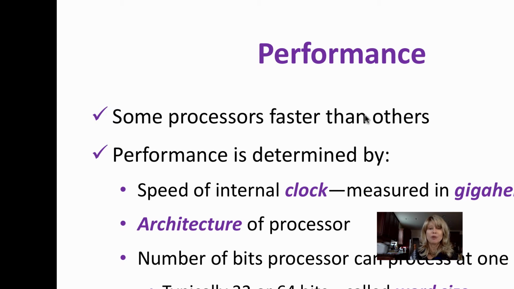All right, performance, some are faster. The speed of the internal clock is measured in gigahertz. The architecture of the processor, that is the design of the CPU. Typically, it's the number of bits that one can process at one time. And they're calling it word size. So a word is anywhere between 32 to 64 bits, depending upon the configuration of your machine.